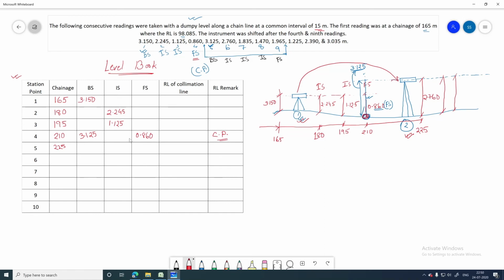So we will put them over here. The first one is 2.760, now 1.835 and 1.470. Similarly we need to add the chainages also. This is 15, this is 15, so this will be 225, then 240, then 255. And after 255 this is the foresight reading.